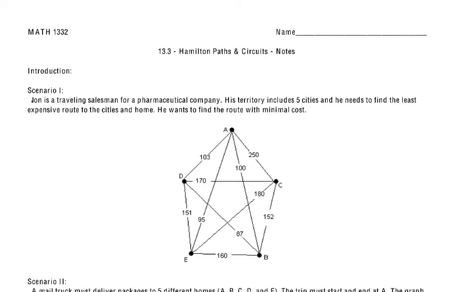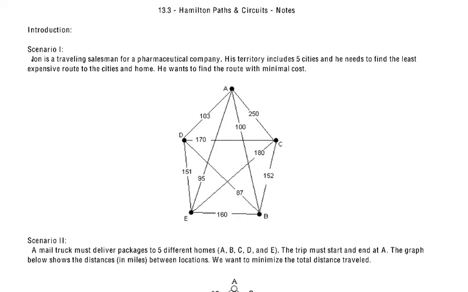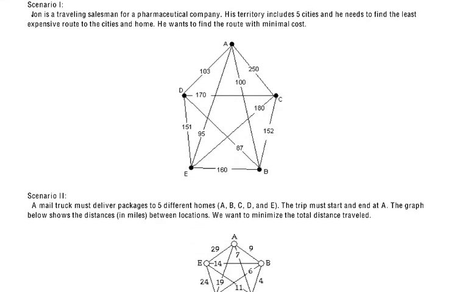So in this section, we're looking at Hamilton paths and circuits. There's some information about William Rowan Hamilton in the book if you're interested in learning more about him. But essentially, this section really focuses on how Hamilton paths help us determine and solve transportation problems. And so here are two examples we might want to consider.